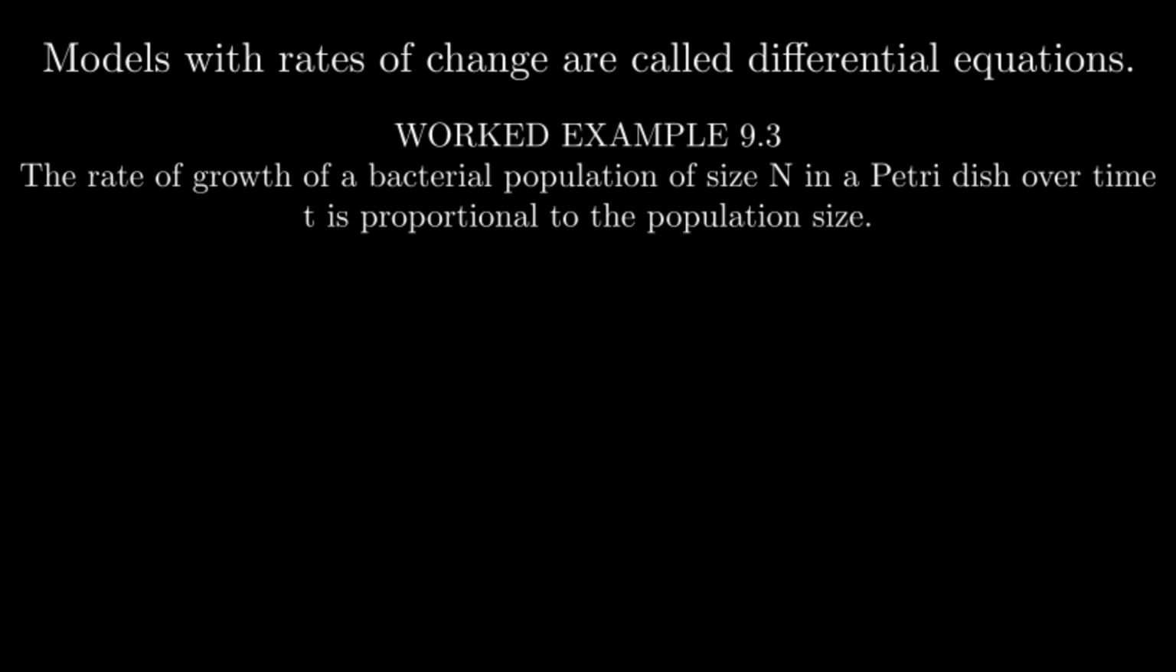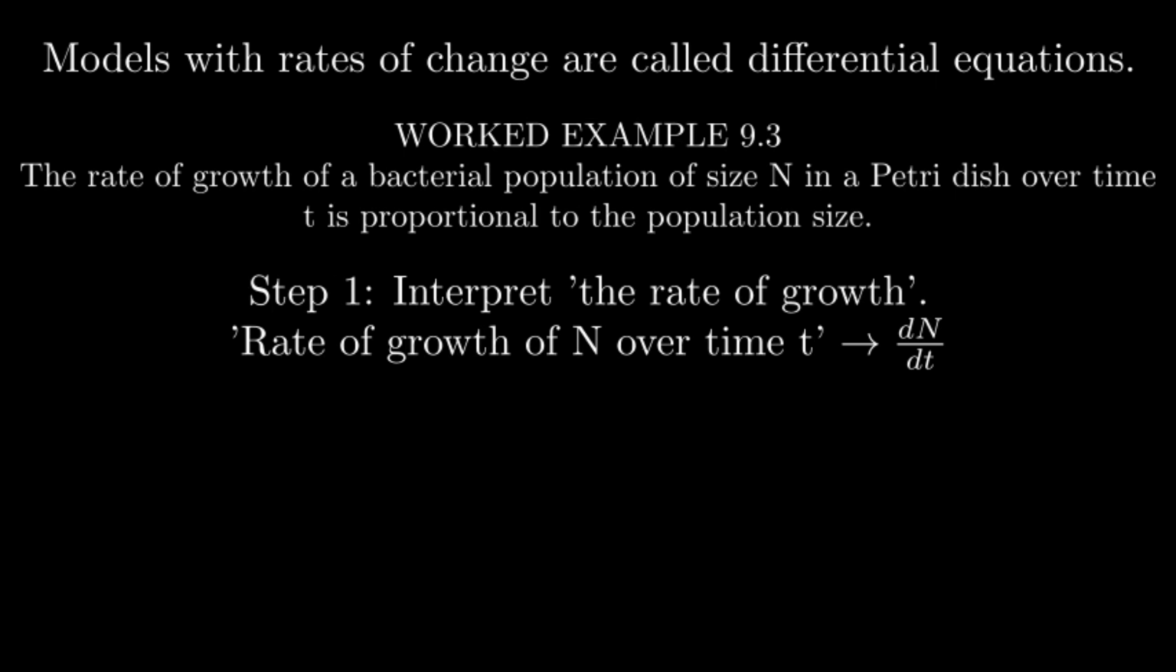The more bacteria you have, the faster the population grows. How do we write this as an equation? Let's break it down. First, the phrase the rate of growth of n over time t is a perfect description of a derivative. It's the instantaneous rate of change of the population n with respect to time t. So we can write this as dn over dt.